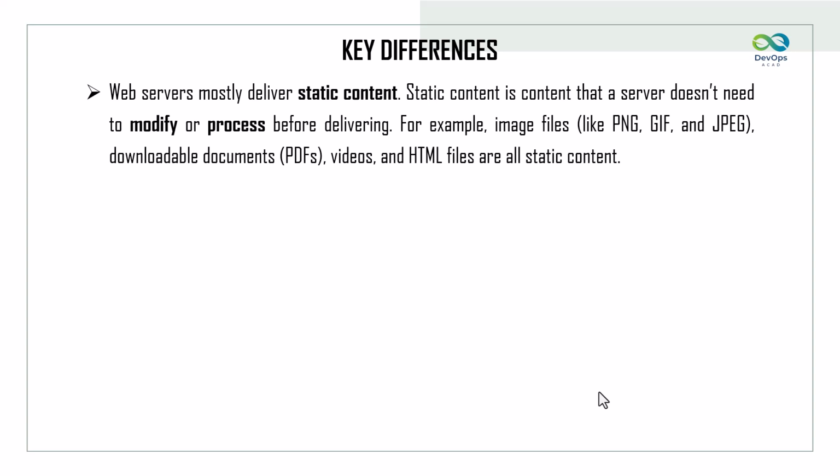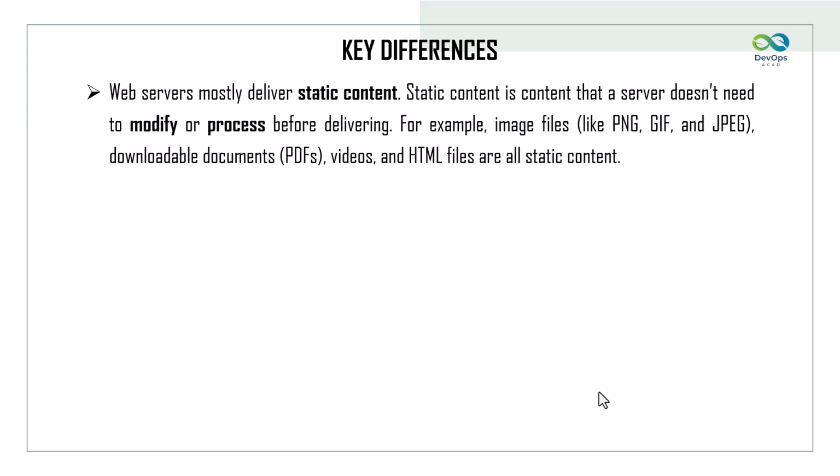So static content means such content does not need any kind of modification. It doesn't need any kind of processing before it is delivered. For example, if there's a picture on a website, the picture does not have to be resized or reshaped before it is delivered to the person requesting. Or maybe somebody is going to a website and wants to download a PDF article. That does not need any kind of modification or processing. You just download it the way it has been uploaded, and then you have access to it. So that is one of the key differences. Web servers deliver mostly static content.